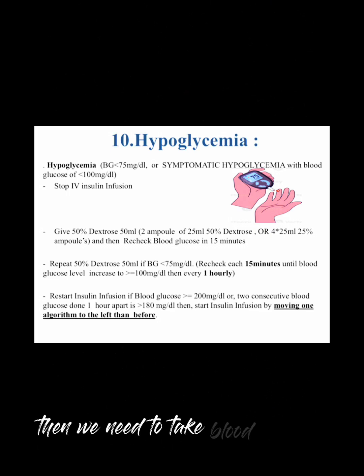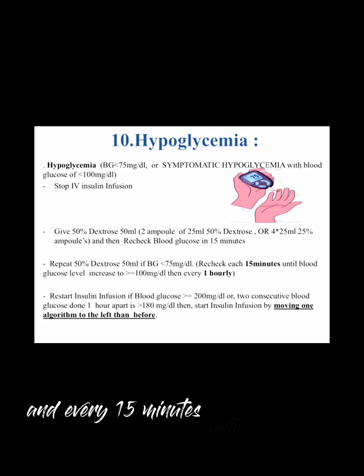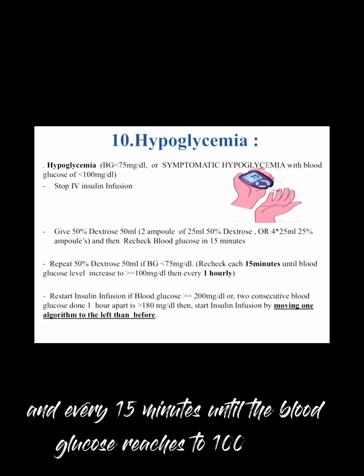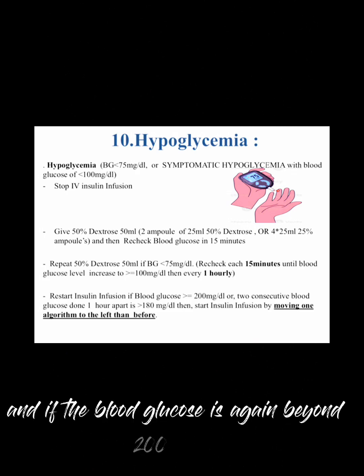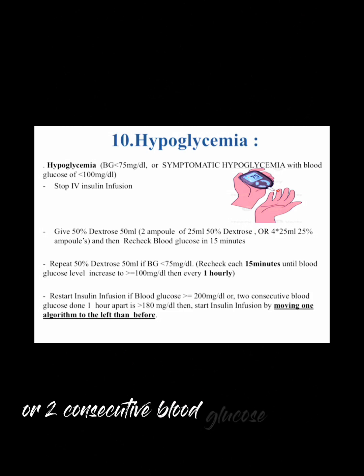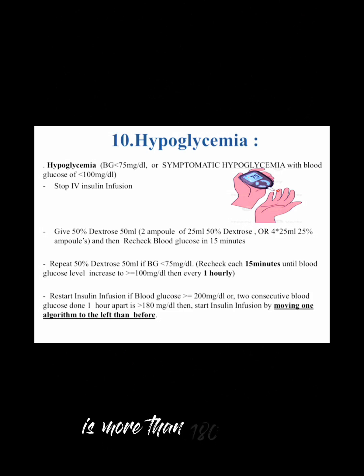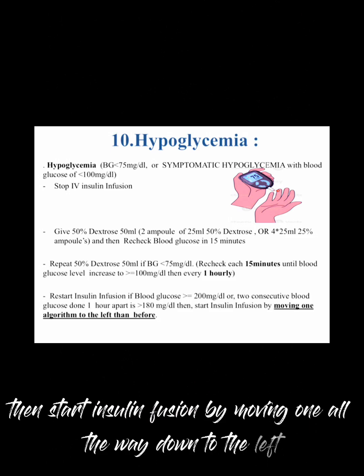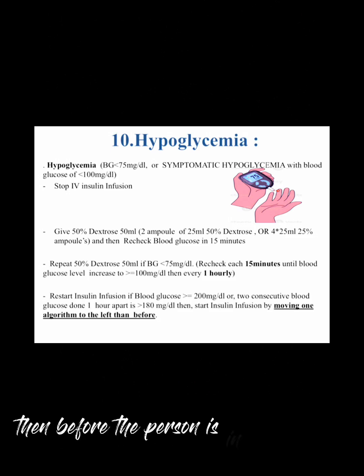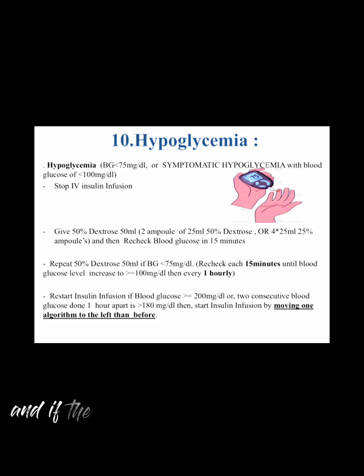Then we need to check blood glucose every 15 minutes until the blood glucose reaches 100 mg per dl. Once the blood glucose reaches 100 mg per dl, we can check it hourly. And if the blood glucose is again beyond 200 mg per dl, or two consecutive blood glucose readings 1 hour apart are more than 180 mg per dl, then start insulin infusion by moving one algorithm to the left than before. If the patient is on algorithm 2, then we need to start from algorithm 1. And if the patient is on algorithm 3, then we need to start from algorithm 2.